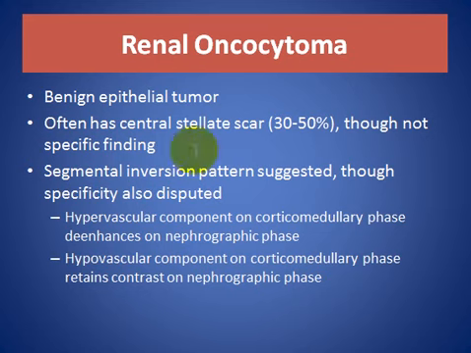Renal oncocytoma is a benign epithelial tumor, often has a central stellate scar present in about 30 to 50%, though not a specific finding. Segmental inversion pattern suggests it, though specificity is also disputed. Hypervascular component enhances on corticomedullary phase and nephrographic phase. Hypovascular component on corticomedullary phase retains contrast on nephrographic phase.